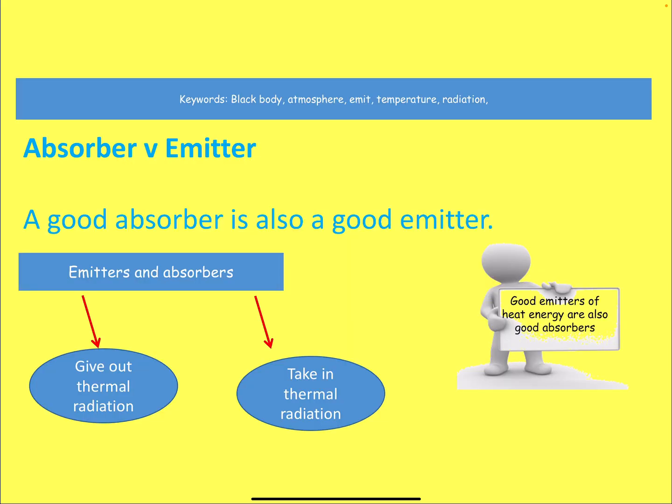So we need to look at absorbers and emitters. We did talk about 2 or 3 slides ago about which colours are the perfect absorbers and emitters. Well, let's have a look at this. A good absorber is also a good emitter. Emitters give out thermal radiation. Absorbers take in thermal radiation. So remember that. Good emitters of heat energy are also good absorbers.